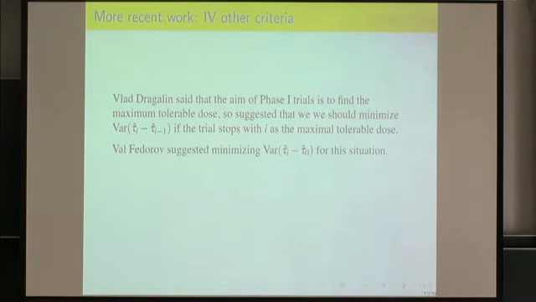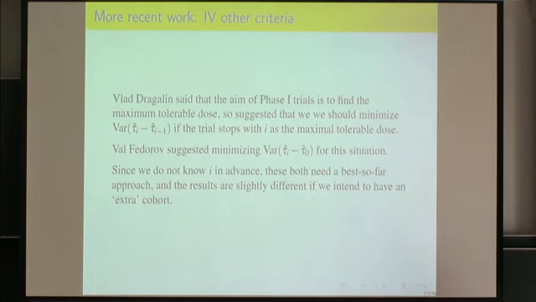Well, Val was there too, and he disagreed. He said what you ought to minimize is the variance for comparing that one with placebo, because that's the one regulators want to see. So there's an argument for both of those. And of course, because you don't know in advance where you might stop, if you're going to do this, you'd have to take a best so far approach. And just like in the one that I showed you, the results will be slightly different if you say in advance that whenever we stop, we'll put that extra cohort in.